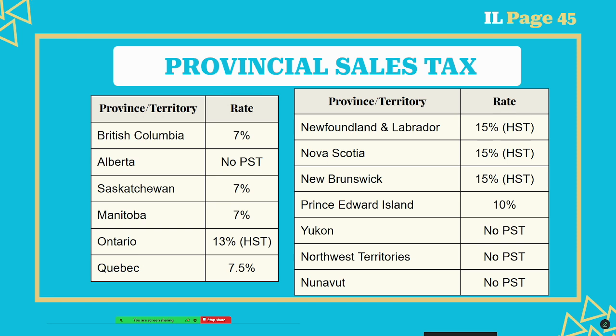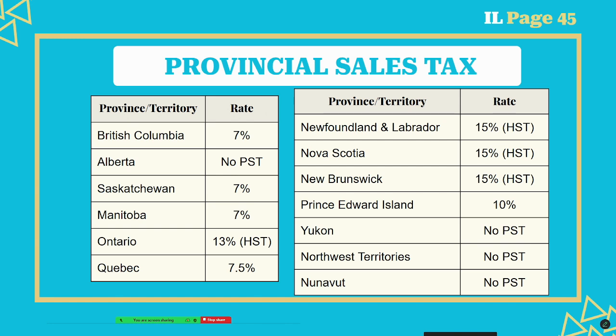We have 13% HST. As you're working your way through this lesson, it will specifically ask how much an item costs in a certain province. You are going to want to go back and reference page 45 to find out what the province's PST is, their provincial sales tax.